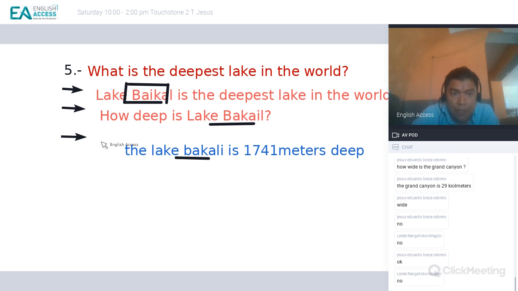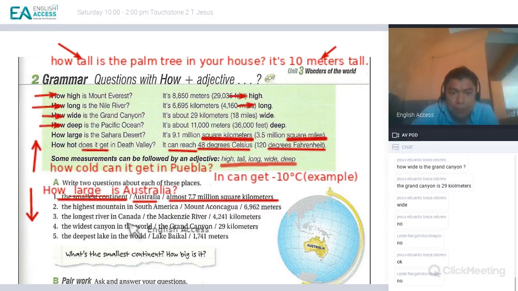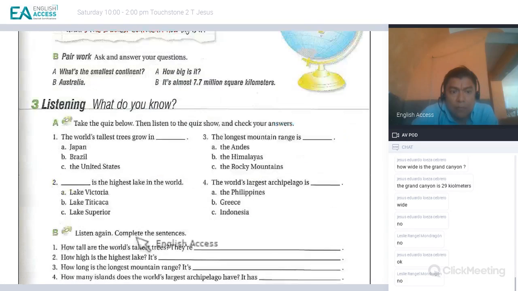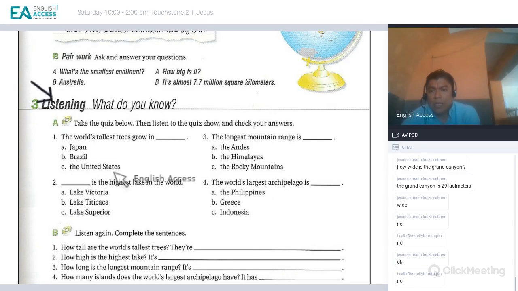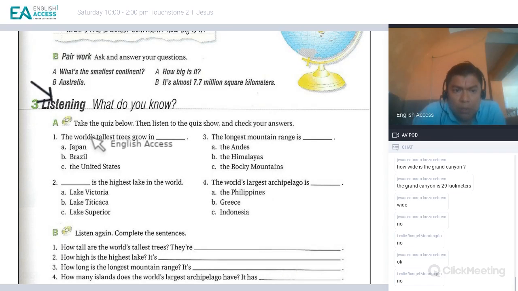Okay, so let's continue. Let's go back to the book. Three, listening. What do you know? Take the quiz below. Listen to the quiz show and check your answers. Okay, so guys, use the chat or open your microphone and give me the answers. Number one, the world's tallest trees grow in Japan, Brazil, or the United States? What do you think?